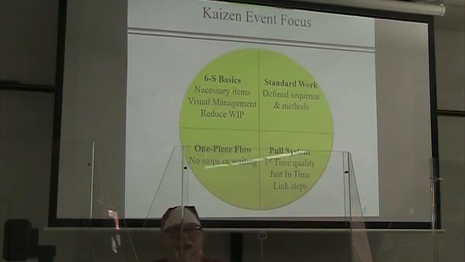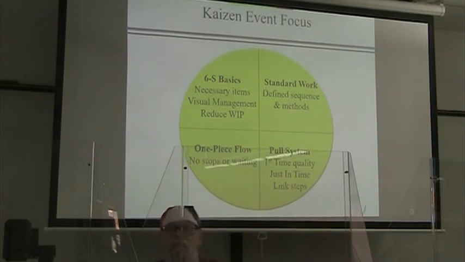All right, so I kind of skipped lightly over Kaizen events because there's actually four things we might be doing in a Kaizen event. One is doing 6S. And as I said, that's got to be the first thing that we do all the time. So we reduce to the necessary items. We have visual management. In other words, we can see everything that we need. And we reduce the amount of work in process.